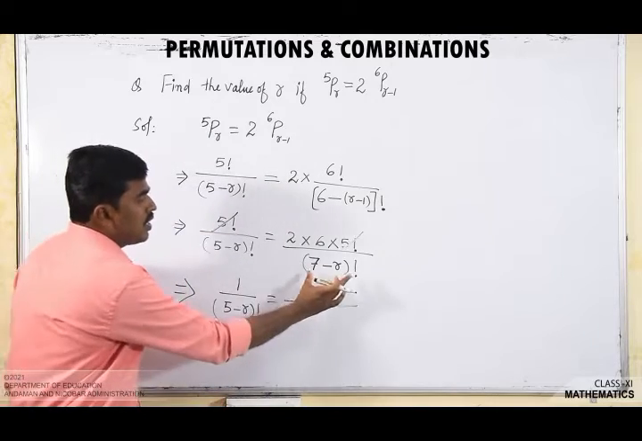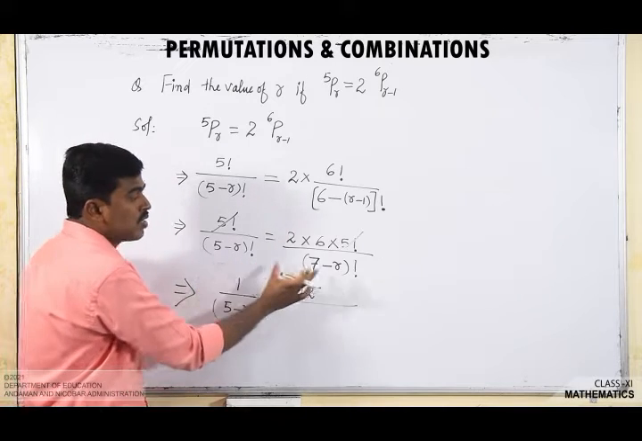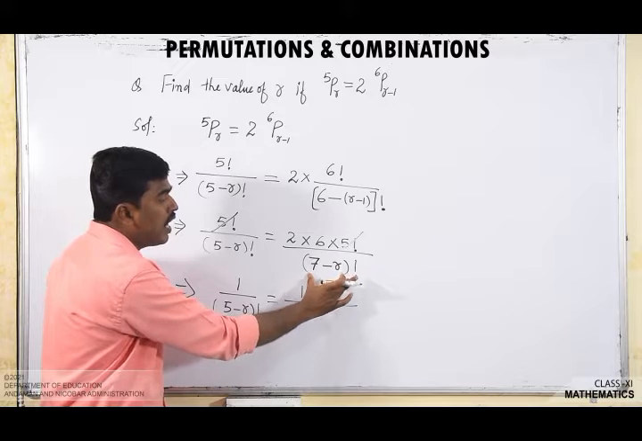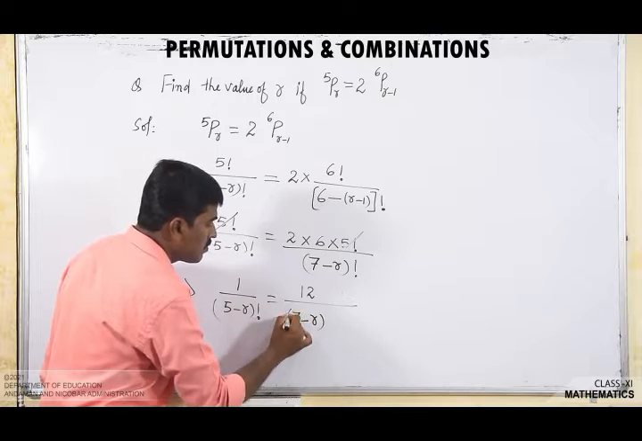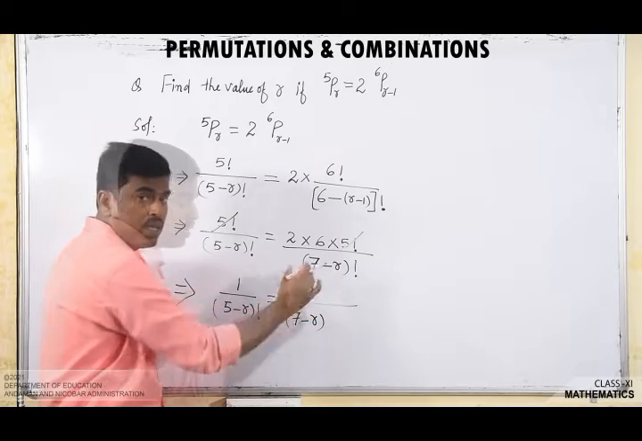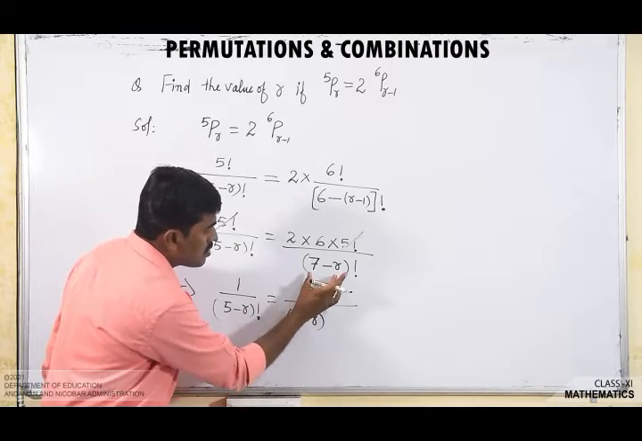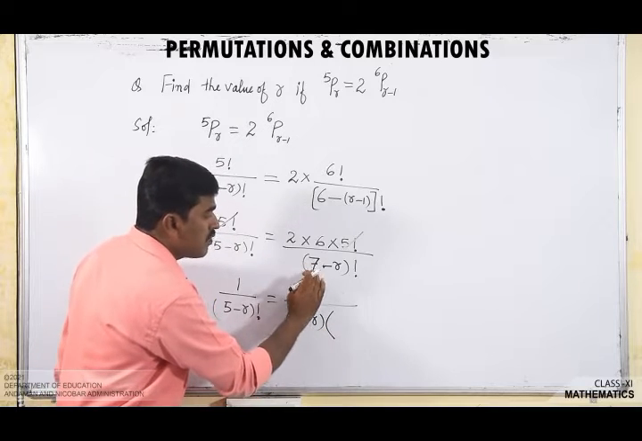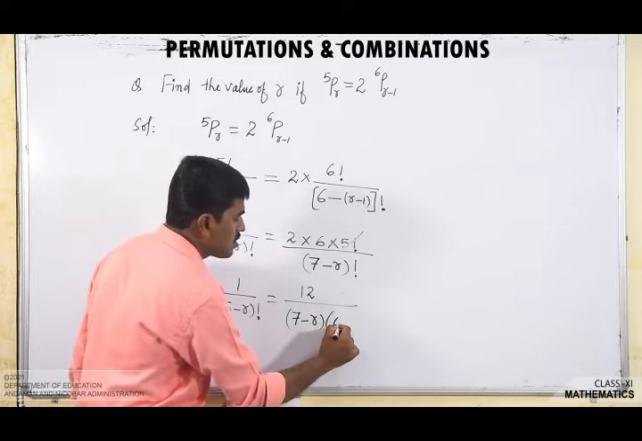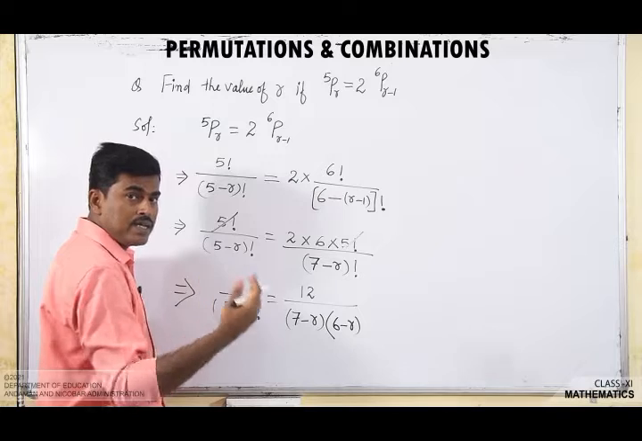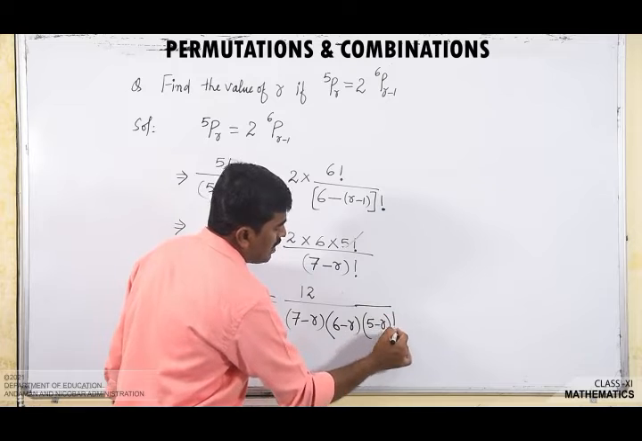by (7 minus r) whole factorial. Now you see here it is (7 minus r) whole factorial and it is (5 minus r) whole factorial, which is greater now. This (7 minus r) whole factorial is greater. So we have to expand (7 minus r) whole factorial. If it is n factorial, we have to write it as n into (n minus 1) into (n minus 2), like that we have to expand. So we will write 7 minus r, then 7 minus r minus 1, so we will get 6 minus r, then 7 minus r minus 2, so we will get 5 minus r, and stop at 5 minus r.